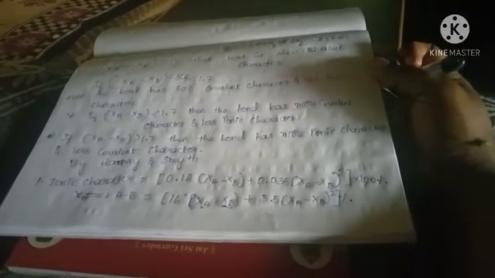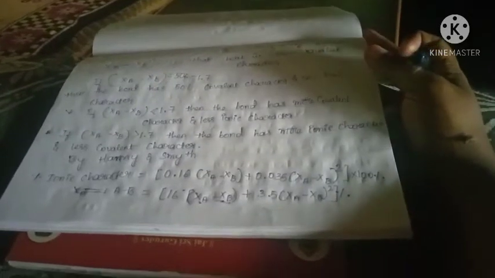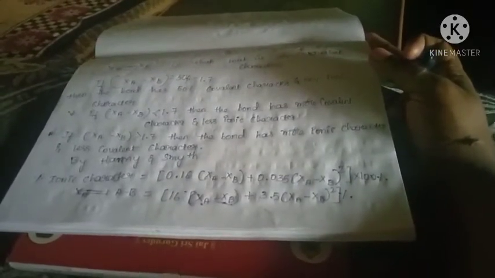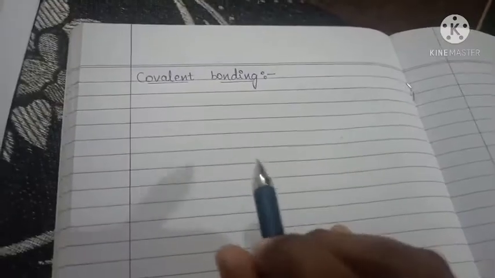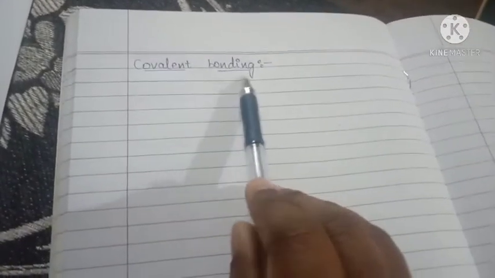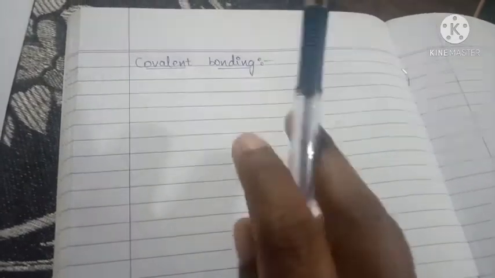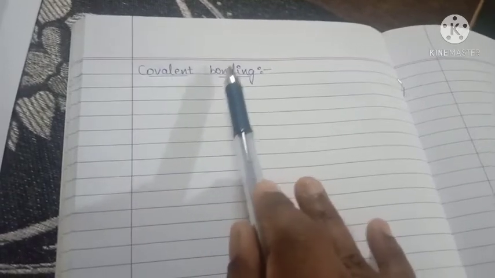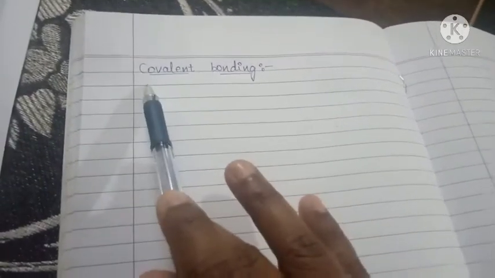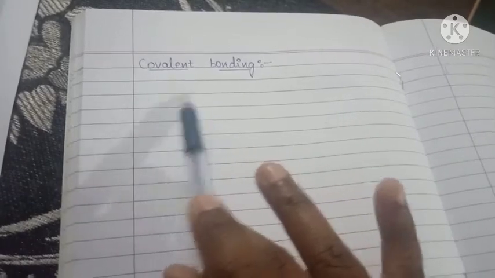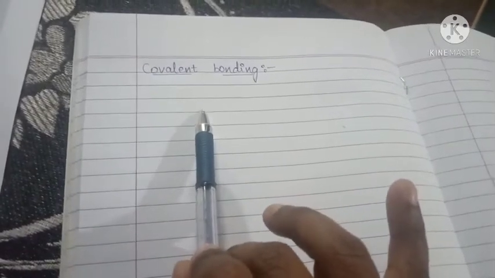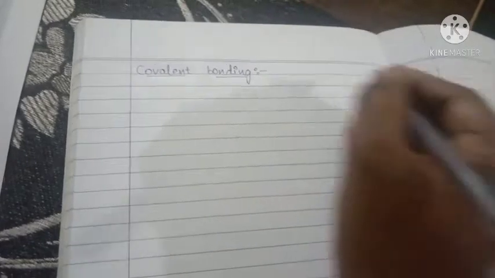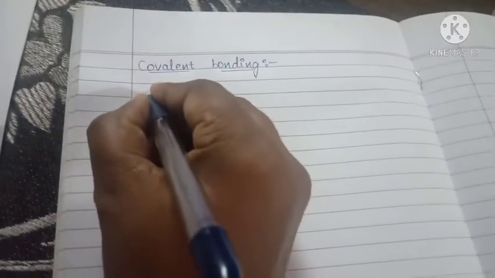In today's class we learn about covalent bonding. In the last classes we learnt about ionic bonding. Next we move on to covalent bonding. In the first class I was explaining what is ionic bonding, what is covalent and coordinate bond, and in that, a covalent bond is the mutual sharing of electrons. Get it? Mutual sharing of electrons, and there is a definition.